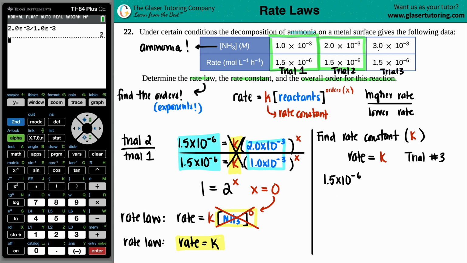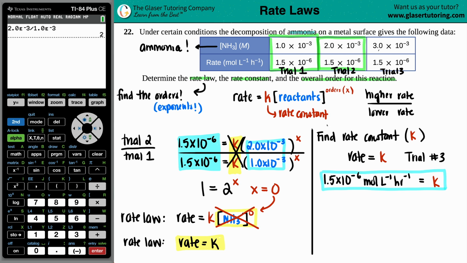And now just include those units. The units for the rate was mole liter to the minus 1, which means it's just in the denominator, and hour to the minus 1. So H and hour, HR, is the same thing, and that equals k. We didn't even have to do any math here, which is beautiful. And that is the rate constant value.